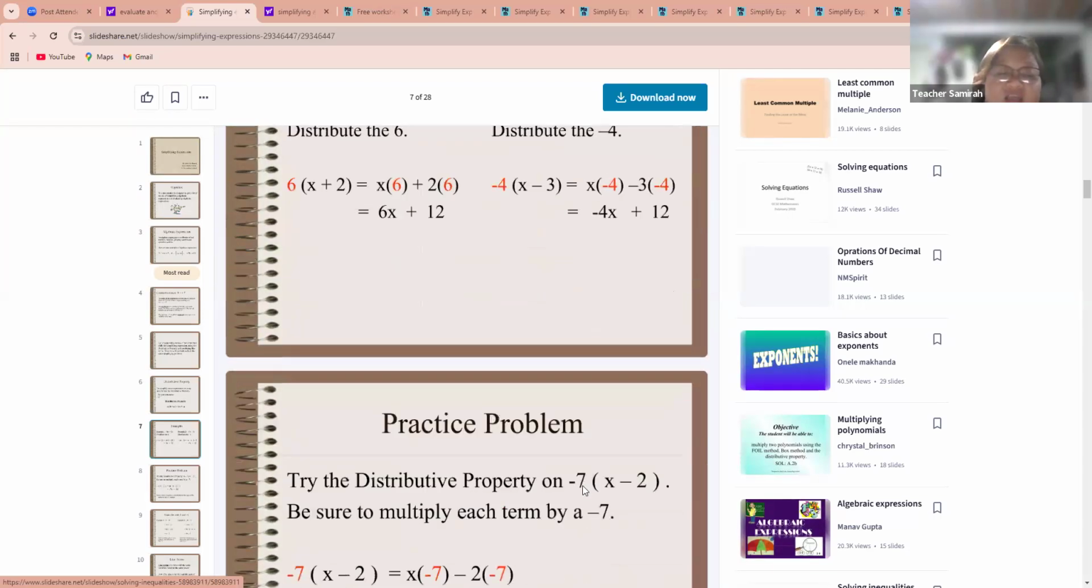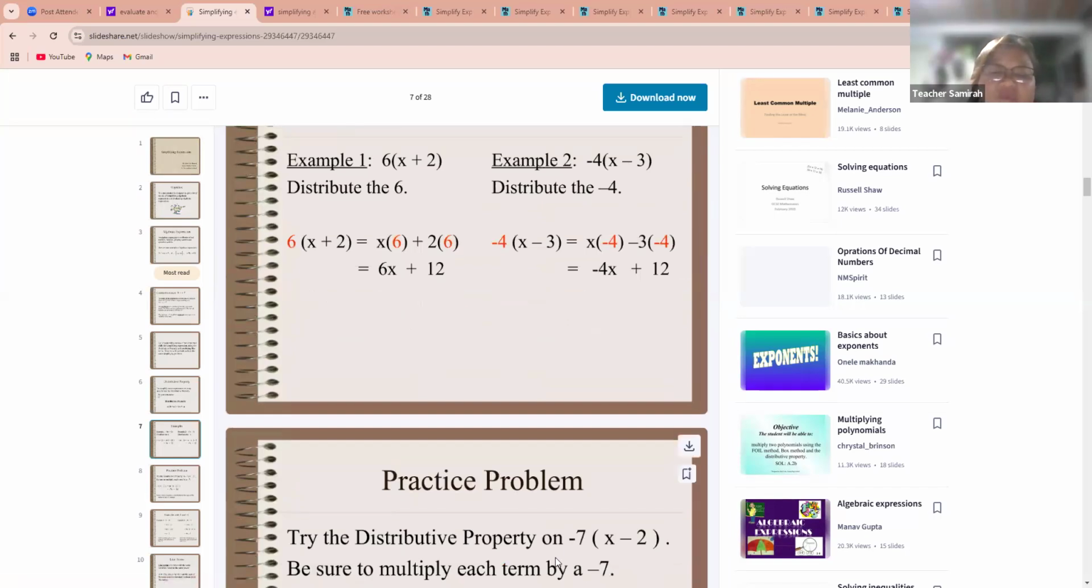Okay, look at this. I am not going to show everything. So try the distributive property on negative 7 times the quantity x minus 2. Write it on the chat box. First is to multiply negative 7 to x. And then the next one is to multiply negative 7 to negative 2. What will be your answer?